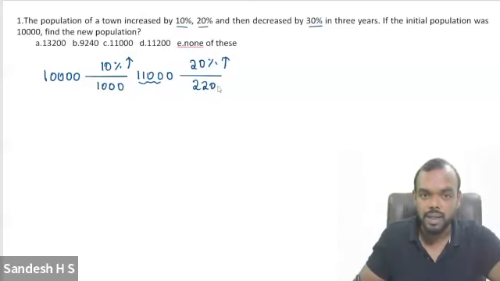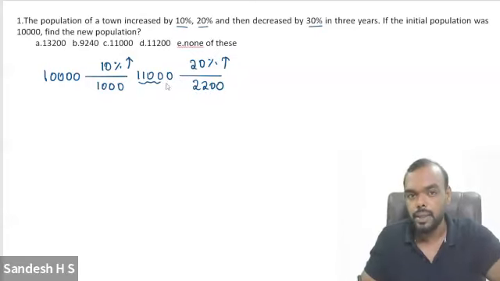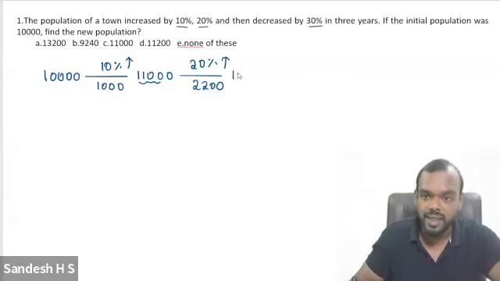2,200. Swagat, it's not like that. 10% of 11,000 is 1,100. You have to calculate 20% of 11,000, buddy. So that is 1,100 for 10%. Double that is 2,200. So we will get here 13,200. This is the population after the second year.